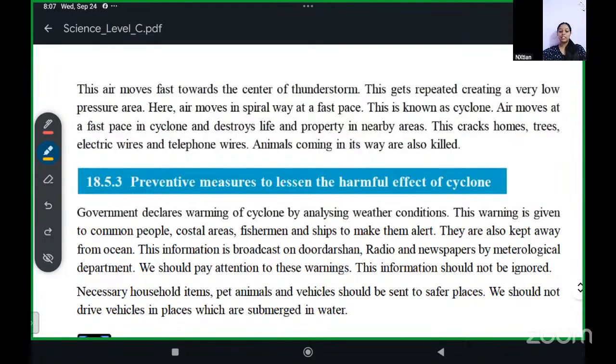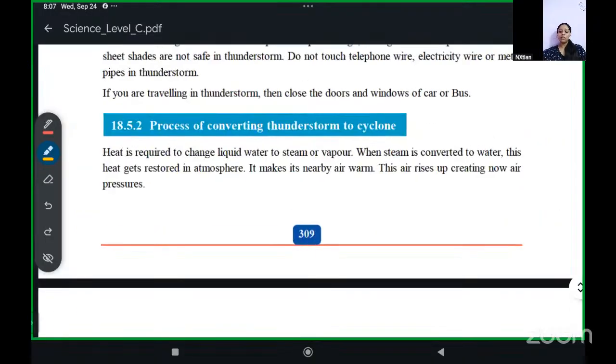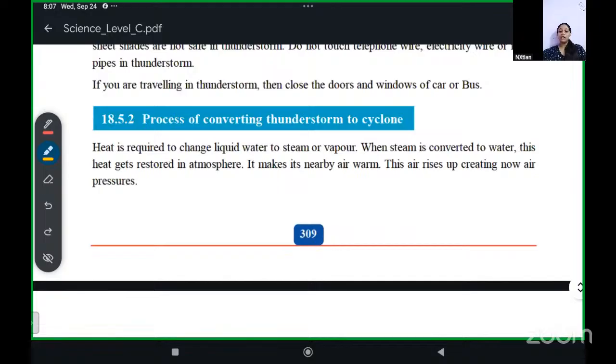Air moves at fast pace in a cyclone and destroys life and property in nearby areas. This cracks homes, trees, electric wires, telephone wires. Animals coming in its way are also killed. Now, what happens here in a cyclone? First we know that liquid water changes to steam or vapor. Liquid water changes to steam or vapor when clouds are formed during thunderstorm.